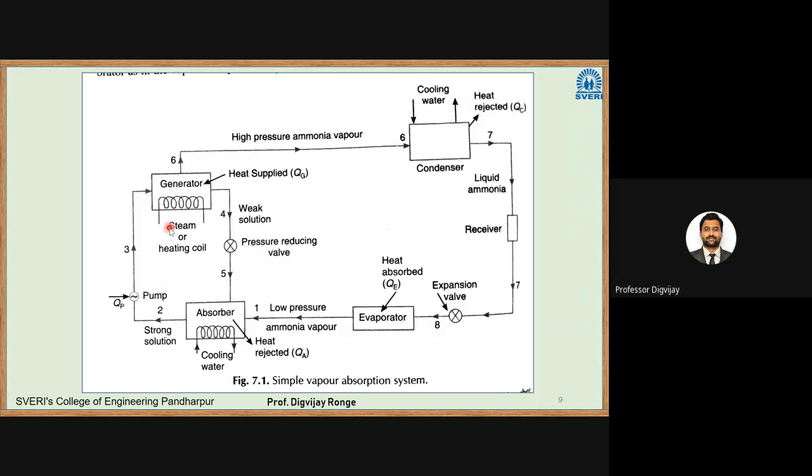Though in this diagram they have said steam or heating coil, a heating coil obviously will take electricity, but instead of that you can go for steam. That steam you'll get from water. So you can boil the water with the help of waste heat or coal.